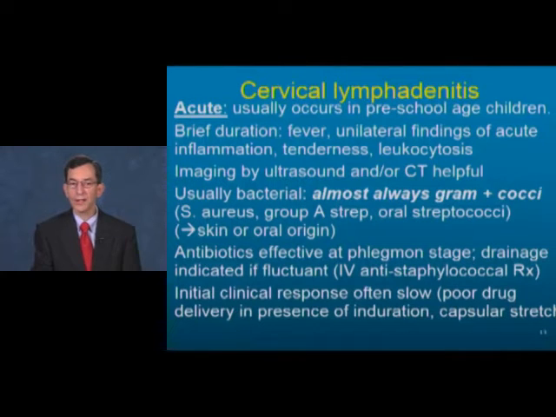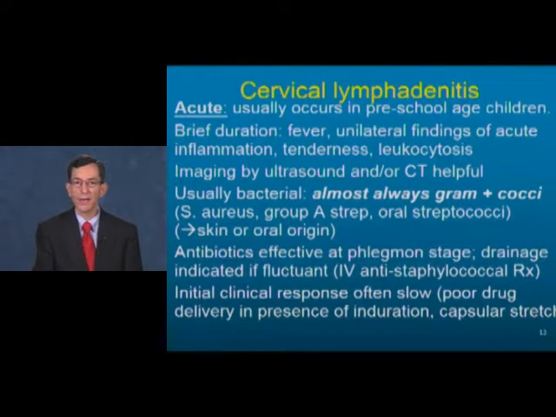Imaging by ultrasound is easy. By CT scan, depending on the age of the child, may or may not be easy, but almost always demonstrates an inflammatory mass in the area that one can palpate at the bedside. The vast majority of acute cervical lymphadenitis patients have bacterial infection, and these are almost always gram-positive organisms. Staph aureus and group A strep, and a mixture of oral and facultative oral streptococci would be most common.